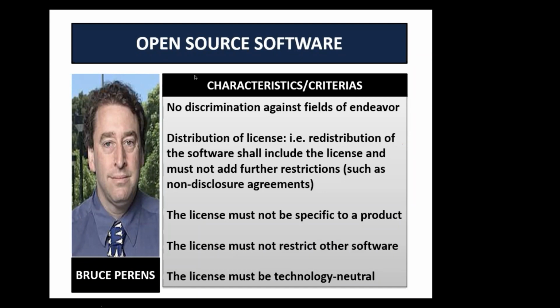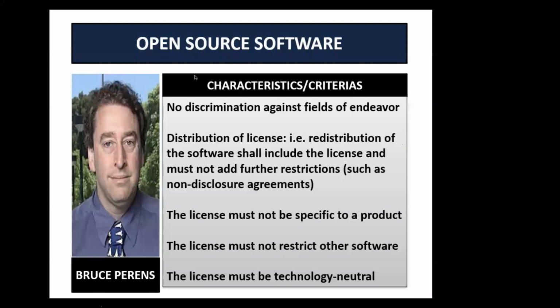Seventh, distribution of license. The rights attached to the program must apply to all to whom the program is redistributed without the need for execution of an additional license by those parties. This clause is intended to forbid closing up software by indirect means such as requiring a non-disclosure agreement.